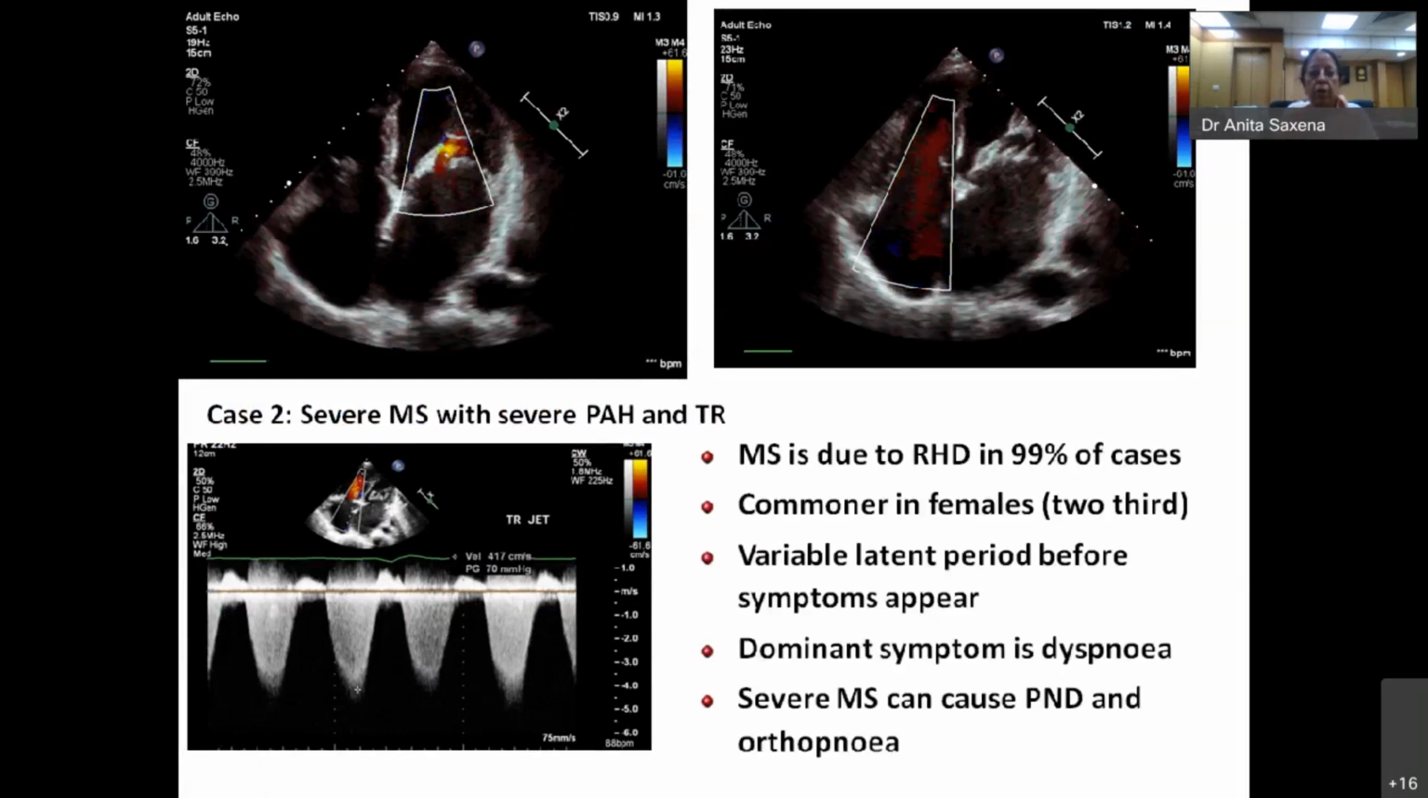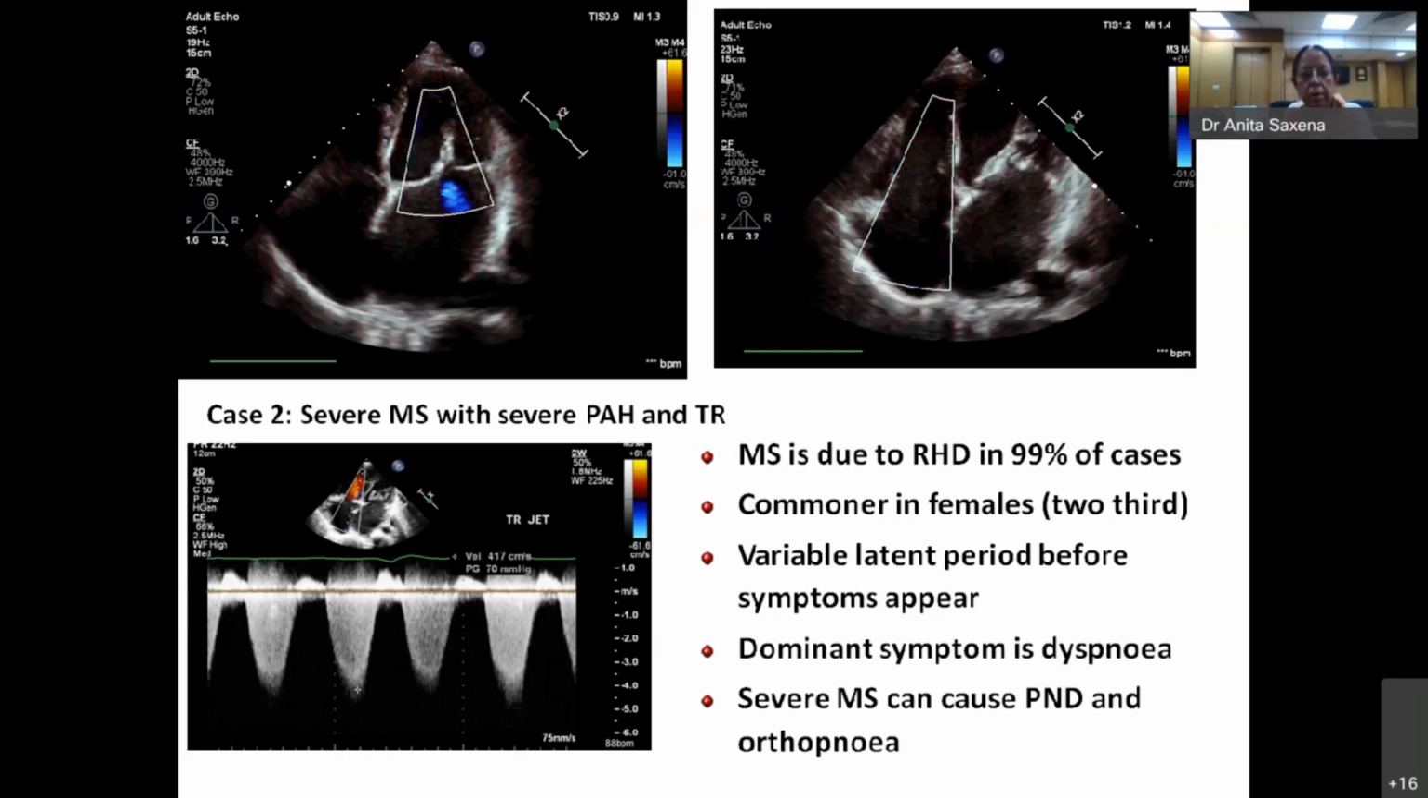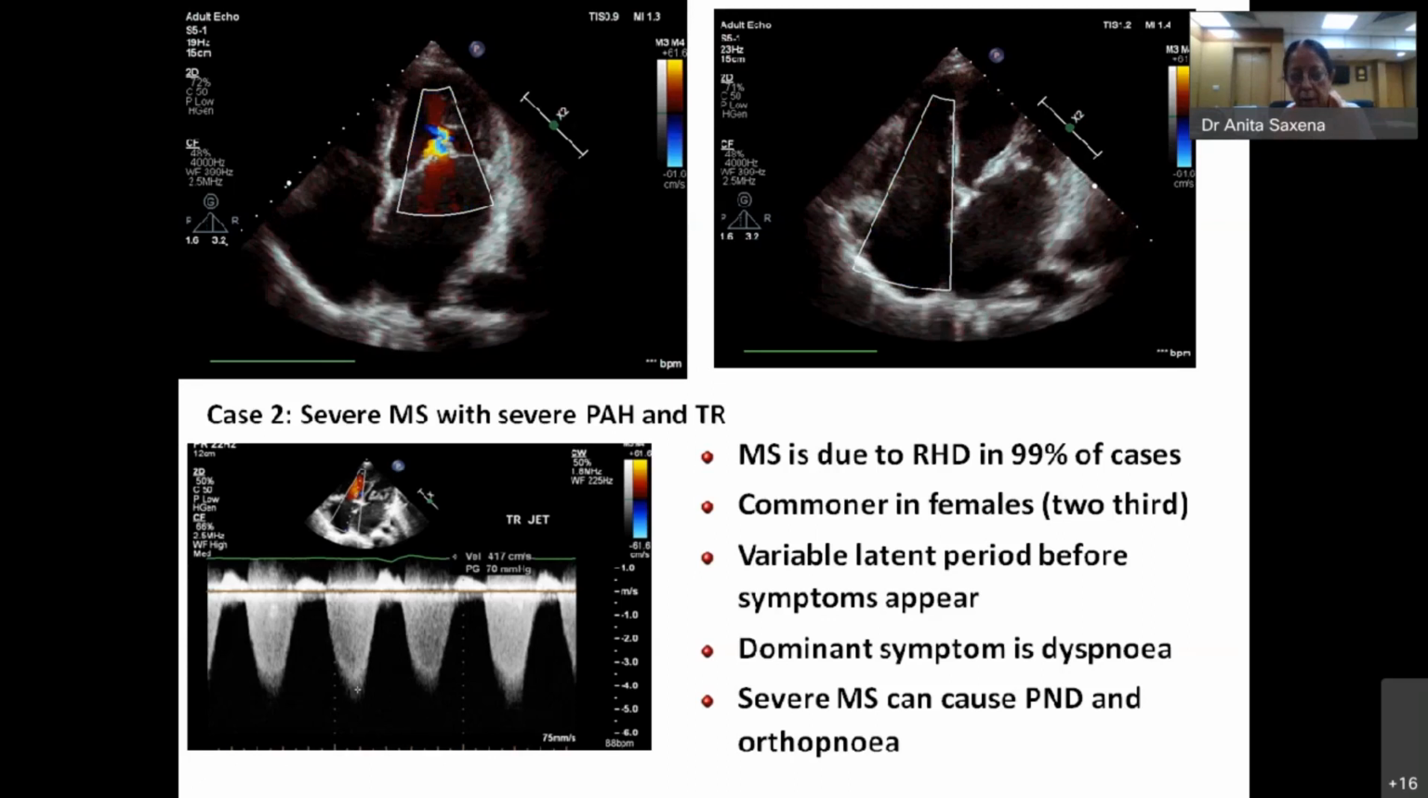Once you have a patient of MS, even if you don't have a history of rheumatic fever, you know that 99% of cases of MS are because of RHD, especially if you're getting it in a child who's more than 5 or 6 years of age. In younger children, it could be congenital, but in older children, it's likely to be rheumatic heart disease. It's much more common in girls than in boys.